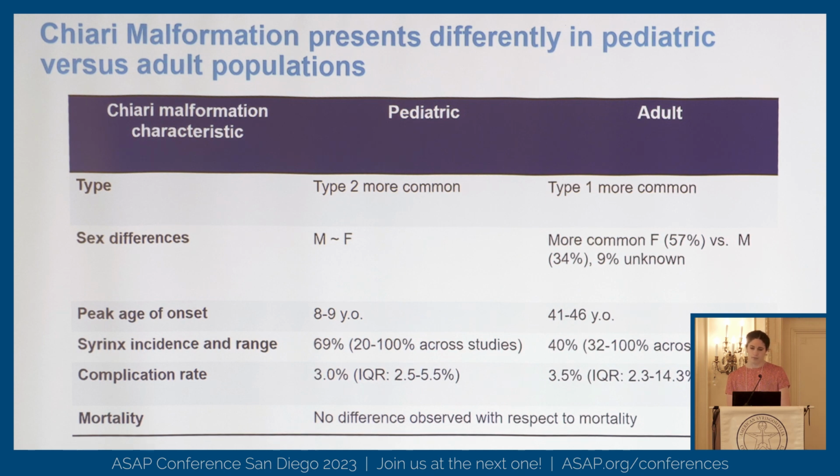So when you break these studies down into operative patients, or patients who are taken to the operating room to treat their Chiari malformation, it's almost more common in adults to have had a syrinx. So that's a major motivator in adults for surgeons to take those patients to the operating room. Complications are about equal. We'll talk about that a little bit later. And mortality is very, very low.